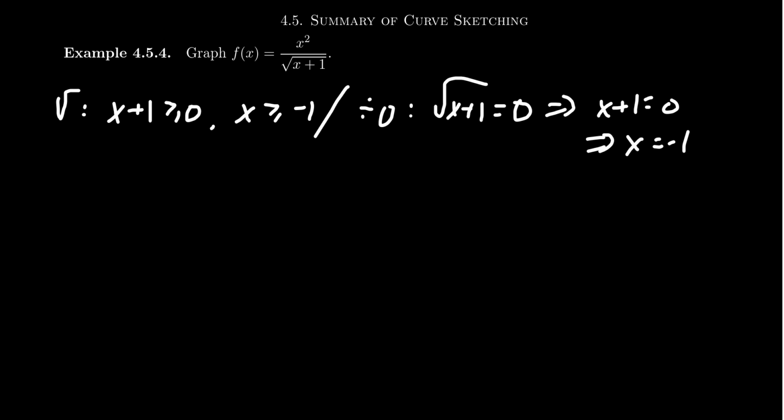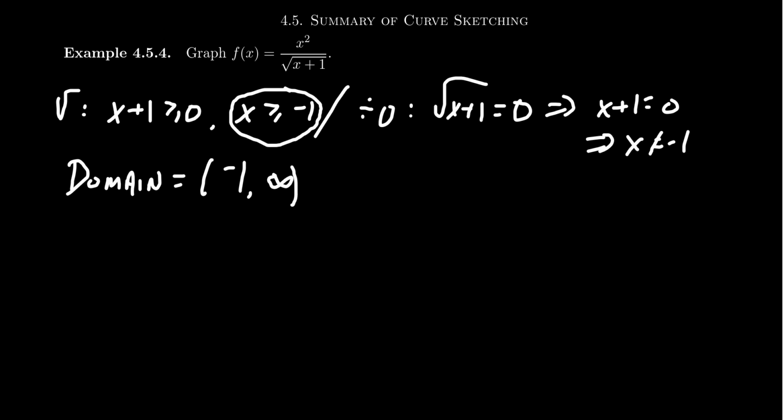Well, squaring both sides, that implies that x plus 1 equals 0, or in other words, x would equal negative 1 there. So earlier we had mentioned that x should be greater than or equal to negative 1, but here, because of division by 0, we actually don't want it to equal negative 1. So the domain of this function is going to equal negative 1 to infinity, where negative 1 is not included in that.